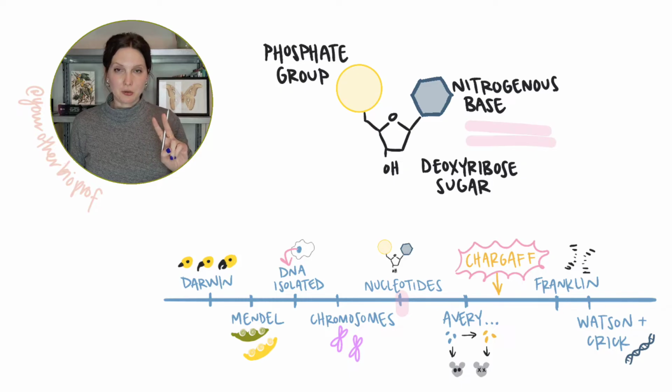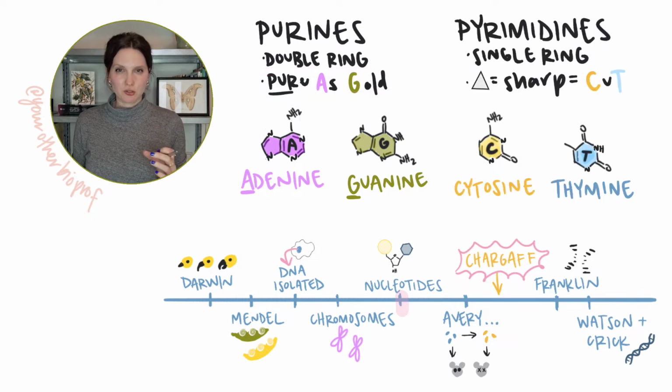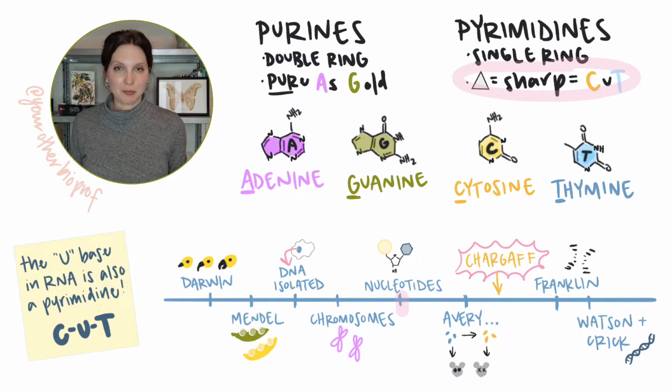There are 2 categories of bases. The purines, which consist of a double ring structure, and those are going to be A, adenine, and G, guanine. Pure as gold. The purines are A and G. And you've got the pyrimidines, which consist of a single ring structure. There you've got cytosine, C, thymine, T. Pyramid, think sharp, cut. The pyrimidines are C and T.